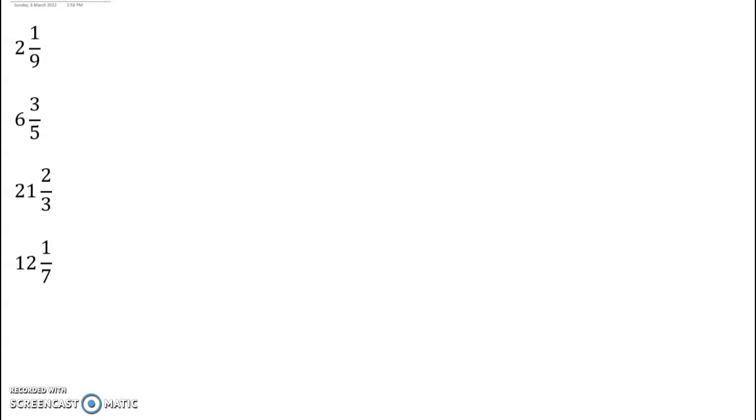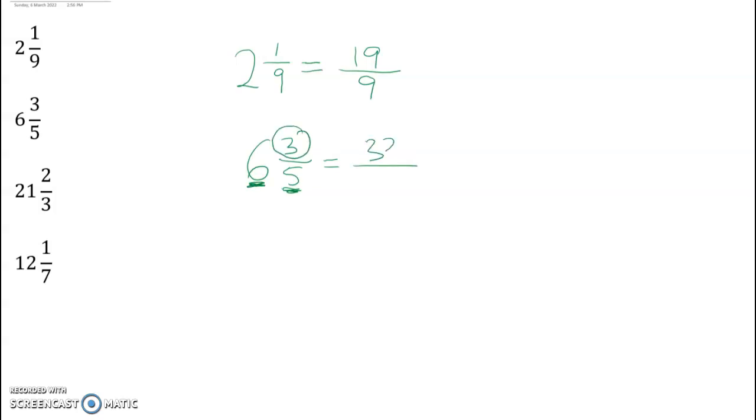So for these, I'd like you to write down, first of all, the mixed number, and then write down the improper fraction. So for this one, the denominator will stay as 9, and we're going to have 9 2s are 18, plus 1 gives me 19 over 9. The next one, 6 3/5. Well, I have 5 times 6 gives me 30, plus 3 gives me 33 over 5.